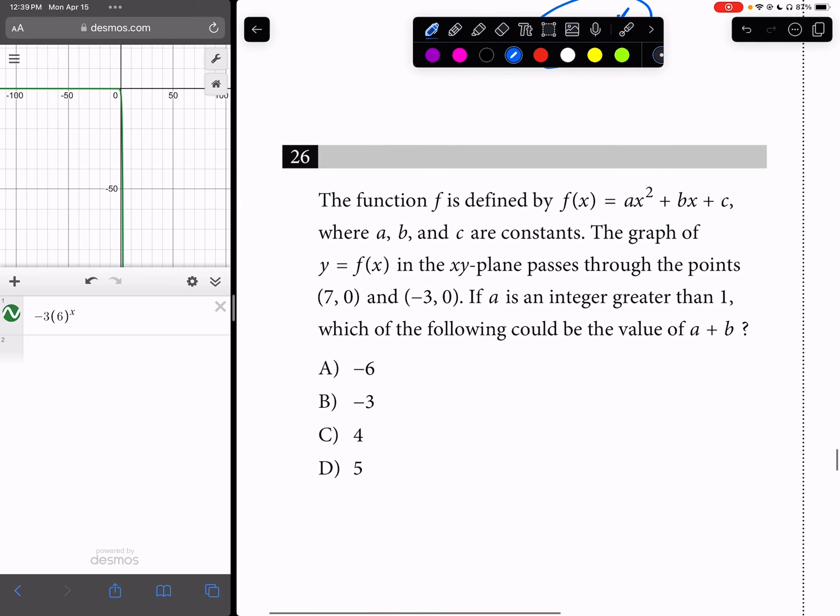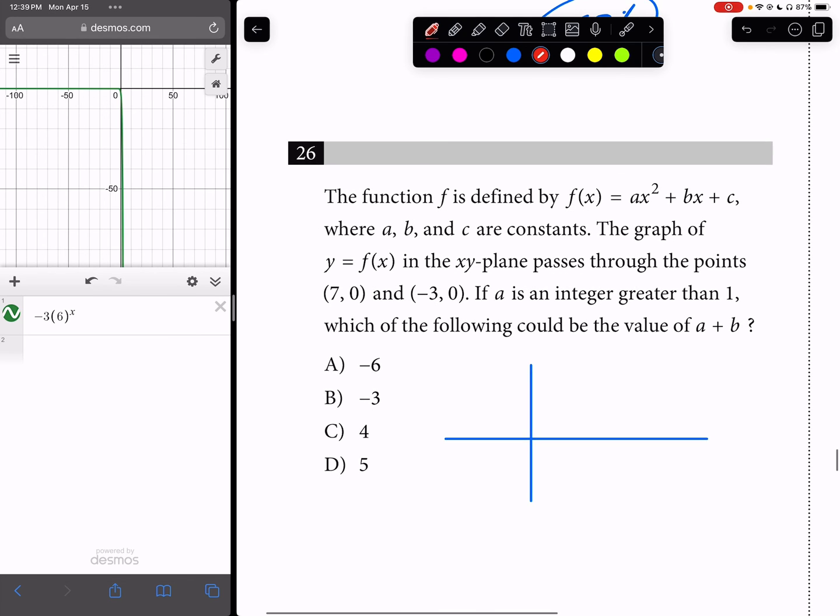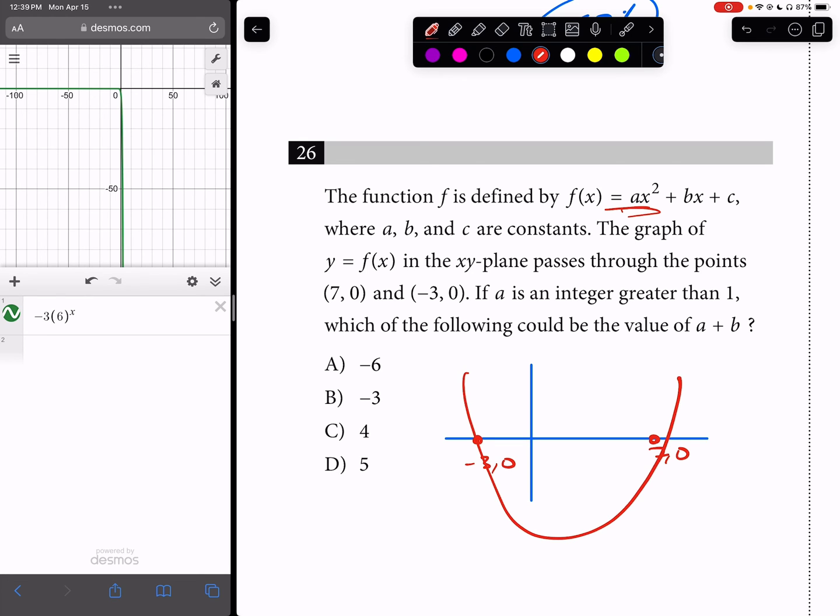Second to last question. We're almost done. Number 26. It says if A is an integer greater than 1, which of the following could be the value of A plus B? Well, this question's a little harder. At least I think so. I would start by just graphing this briefly. 7, 0 might be here. And -3, 0 might be here. It does say that A is an integer greater than 1, so I know that's a parabola facing up.